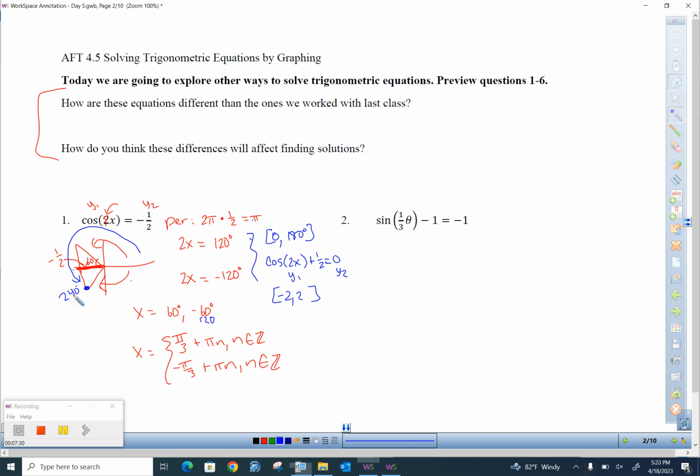Okay, so looking at number 2, we see an a value here again. We have a number in front of our variable, which indicates that graphing is going to save us that extra step. And so we'll do this one the same way.